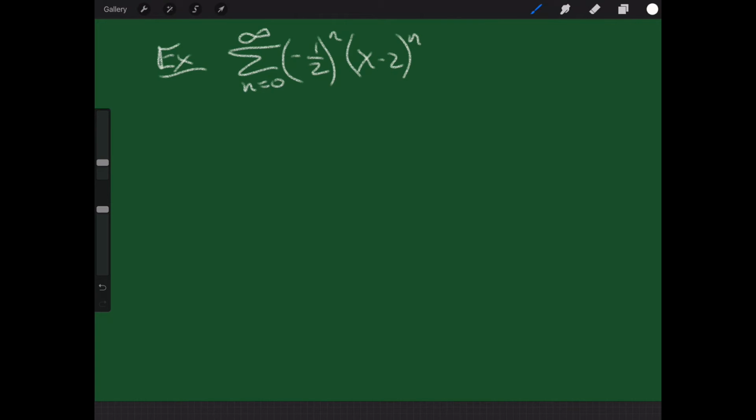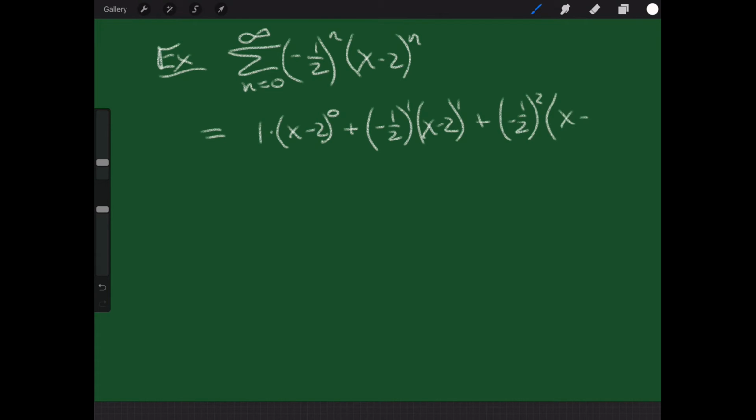All right. So if we wanted to, we could write out a few terms of this series. We could write this out as, well, if n is 0, then I've got negative 1/2 to the 0 power, which is 1, times x minus 2 to the 0 power, which is also 1. Then plus, I get negative 1/2 to the first power times x minus 2 to the first, plus negative 1/2 squared times x minus 2 squared, plus, and so on.